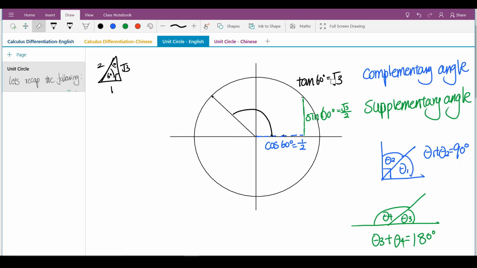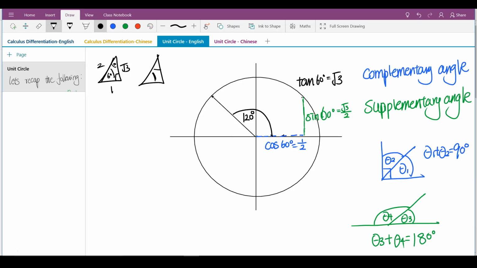We're given a number for this particular angle. Let's say 120. Now, if this theta is 120, we don't have an exact value. We don't have a triangle that has 120 degrees in one of the corners. So we can't find an exact value for this particular angle.